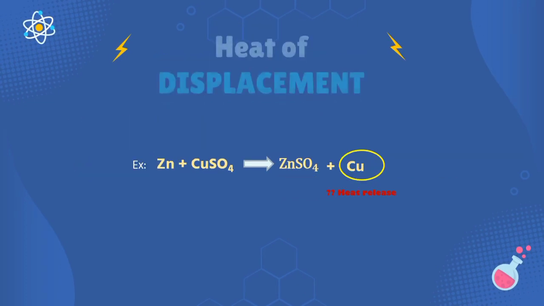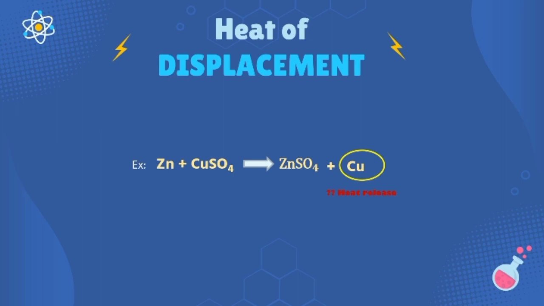Next, what is heat of displacement? Heat of displacement is the heat release when 1 mole of substance is displaced. In this equation, we get to know that copper is the substance displaced. To get the heat release, 1 mole of substance displaced is calculated.